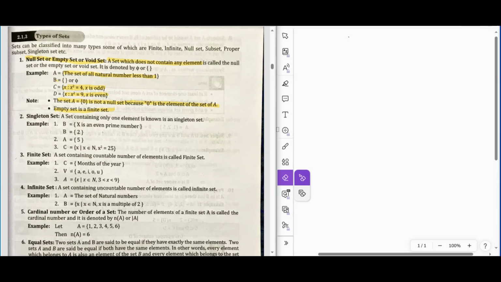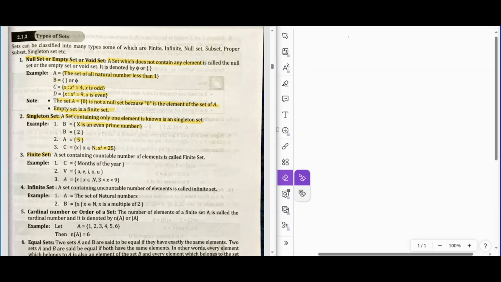Then you have the second, the singleton set. Single means single element. So a set containing only one element is called a singleton set. For example, x is an even prime number. So x, which is an even prime number, is 2. Then x square equals 25, that is nothing but 5. So here, it is a singleton set with only one element.